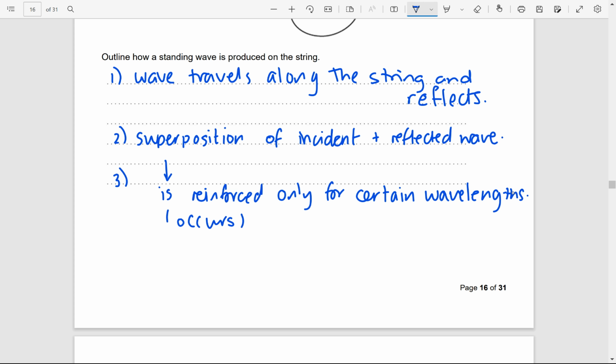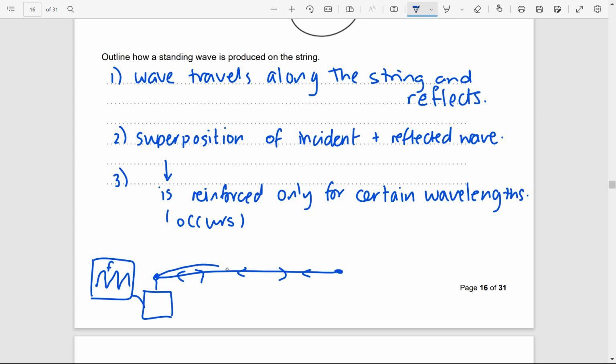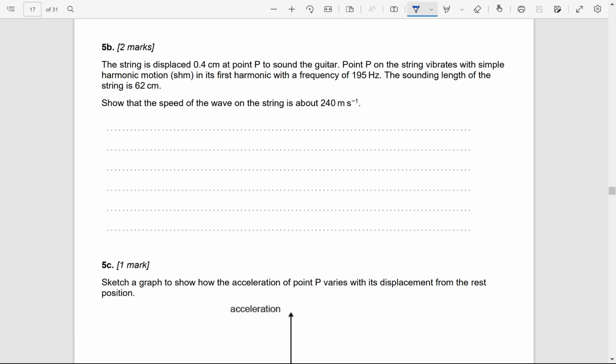You will have seen this when we're using a signal generator and a vibration generator. If you've got a string like that and you're sending waves from a vibration generator, when your teacher's done that, you don't always get that beautiful standing wave. It only occurs for certain wavelengths, certain frequencies, and if the frequency isn't right, then you're not going to get this beautiful standing wave. You just get a bit of a muddle. That's what that means.